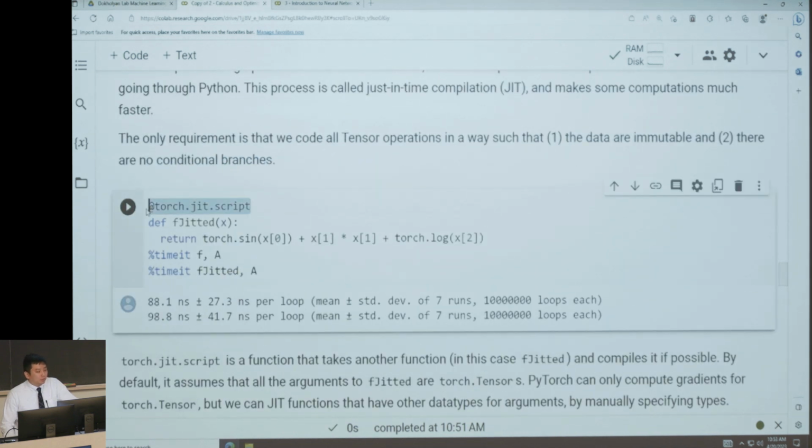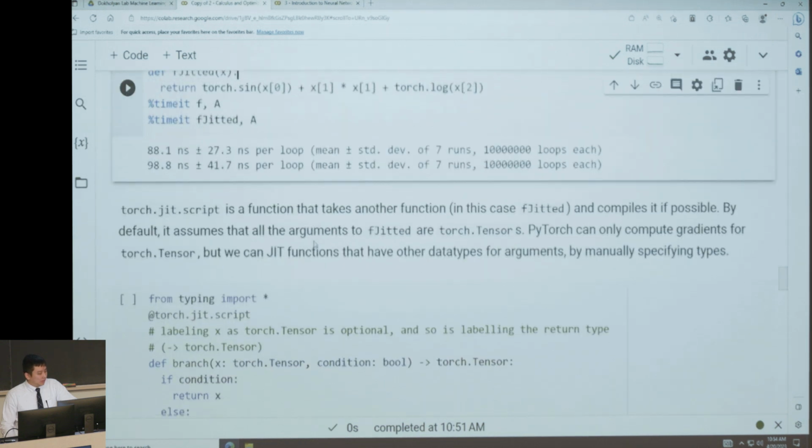There's a trick you can do to make some of these operations faster. You can take this decorator, it's called, and just put this right before the function that you're trying to make fast, and it will automatically speed it up. So that's basically what this is.